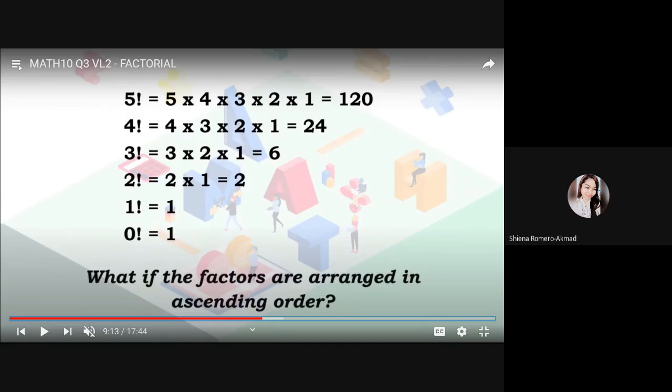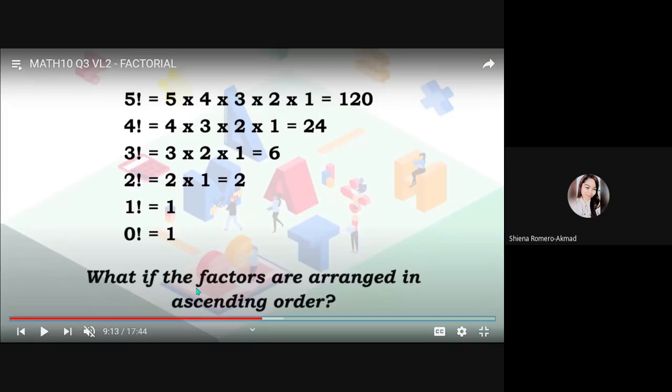We have 5 factorial up to 0 factorial. So that's 5 times 4 times 3 times 2 times 1 equals 120. This is equal to 24, yung 4 factorial. Si 3 factorial is equal to 6. Si 2 factorial is equal to 2. And 1 factorial is equal to 1. And all you have to remember is that if you have here 0 factorial, that is also equal to 1. And that is one of the rules.